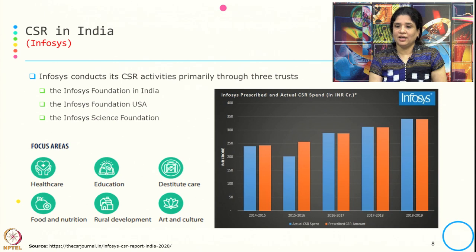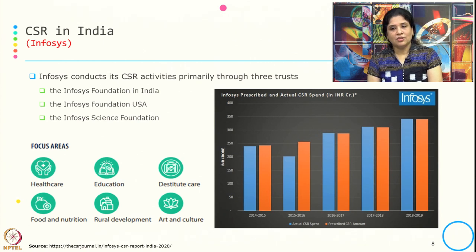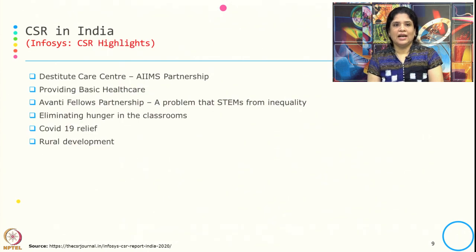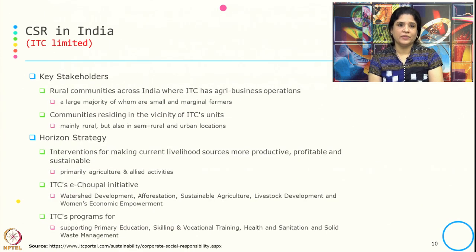These are the focus areas: healthcare, education and others. And this is their prescribed CSR spending and actual spending in the last 5 years, from 2014-15 to 2018-19. If you look at what they have prescribed for the CSR amount, they are mostly spending it, or close to it. And these are their CSR highlights, mostly healthcare and other initiatives or activities coming under CSR.